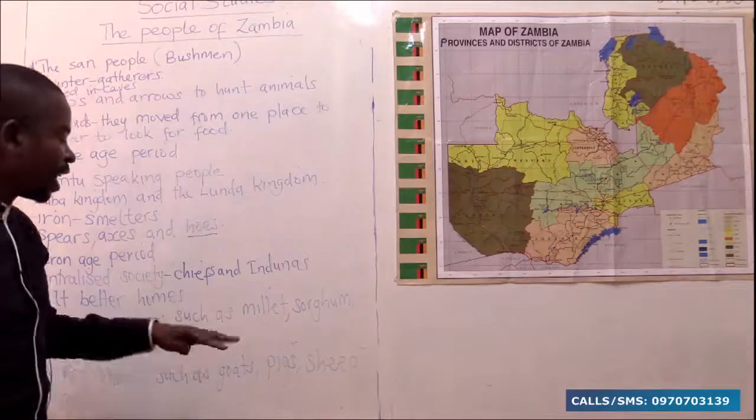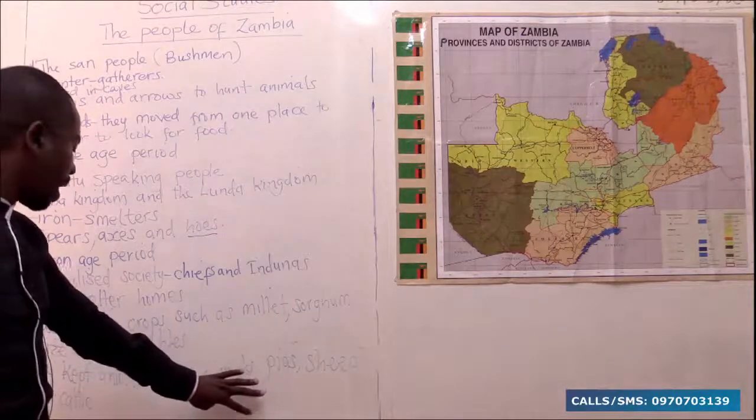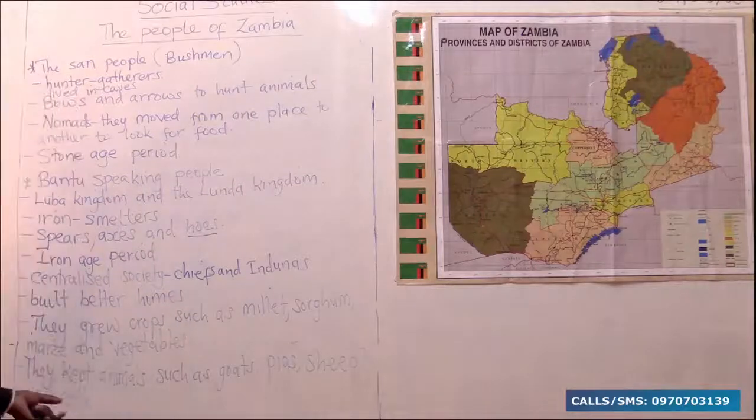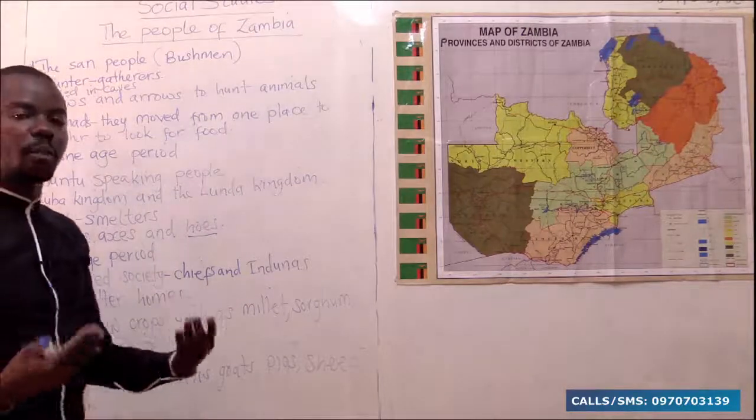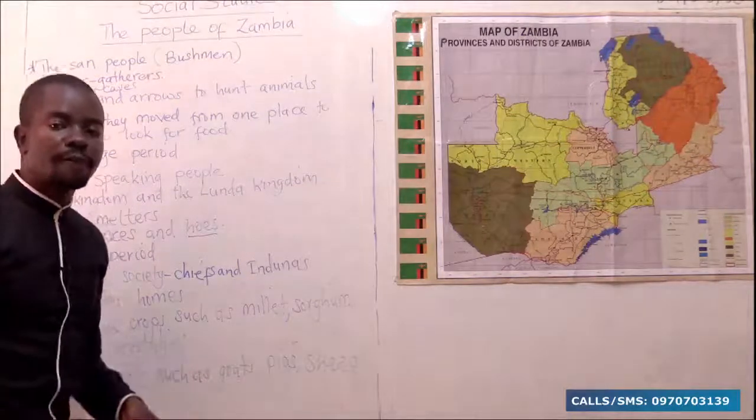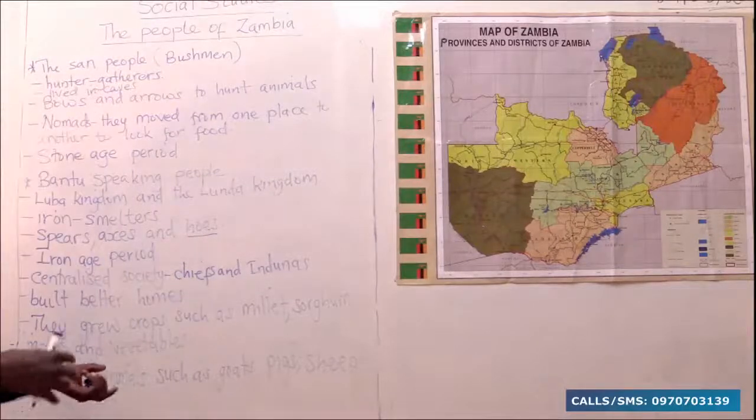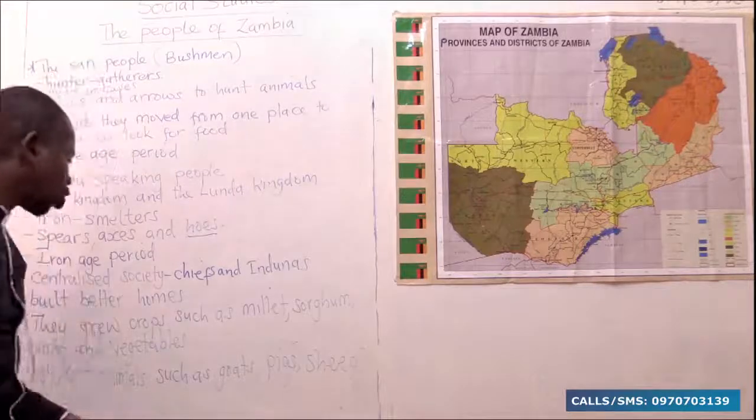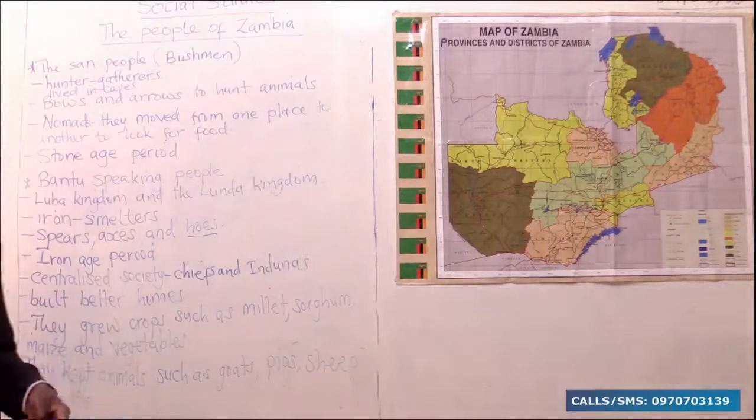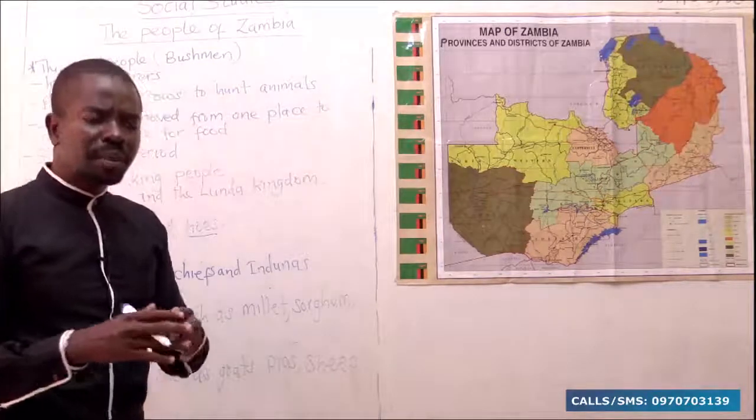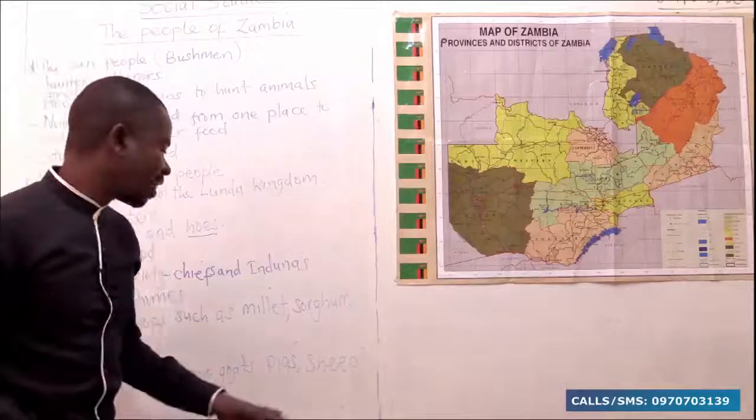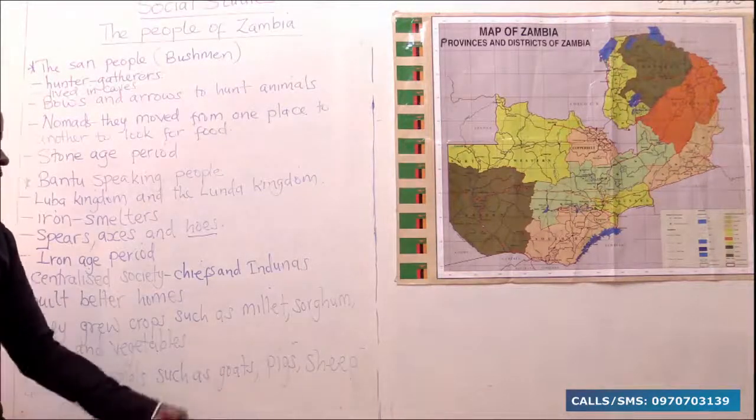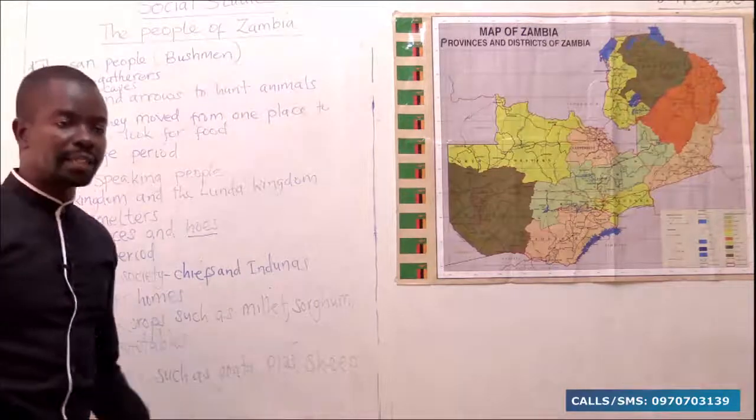So they used these animals in order to feed their families. They could use cattle to plow their fields. They got meat and milk from cattle. They got eggs and meat from chickens, and they also got meat from these other animals.